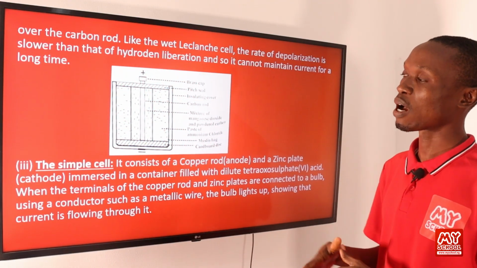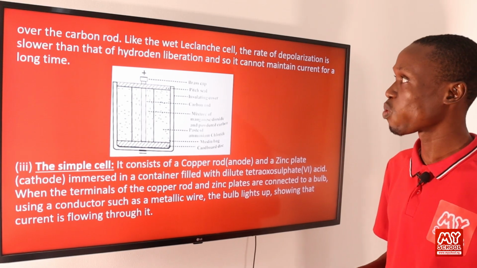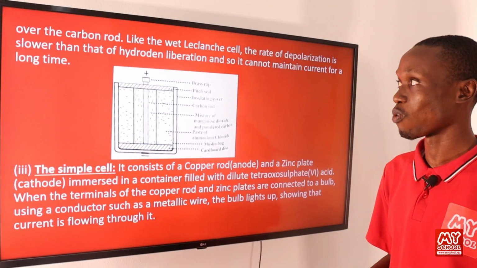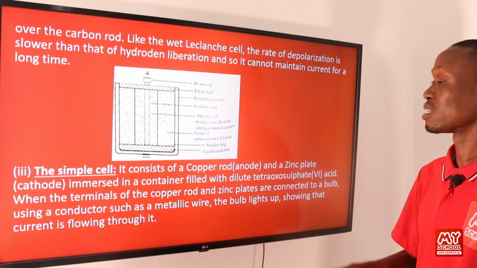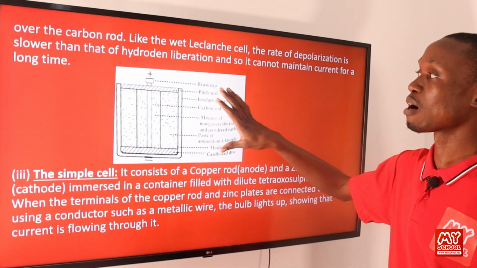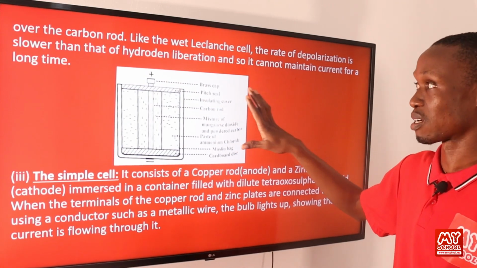Like the wet Leclanche cell, the rate of depolarization is slower than that of hydrogen liberation, and so it cannot maintain current for a very long time. So this is the diagram of the dry Leclanche cell.